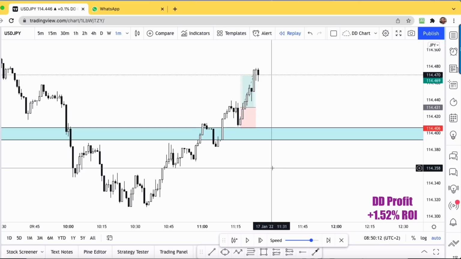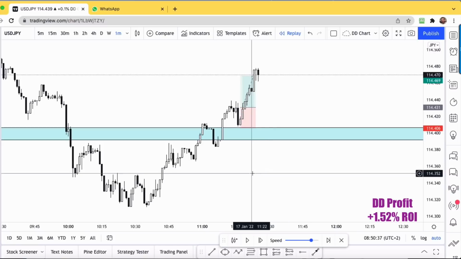Okay, so that definitely worked out. And now we are plus 1.52. So let's say I'm risking $100 per trade, and that means that I would have $152 right now, which means that with a 1% risk of my capital, I now made 1.52% on my money. Let's continue.